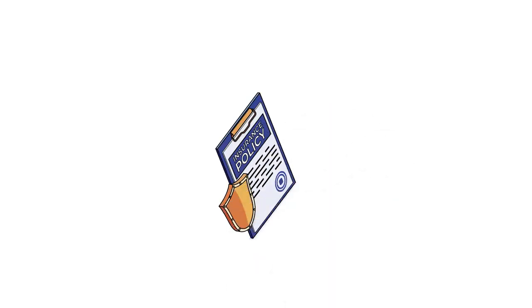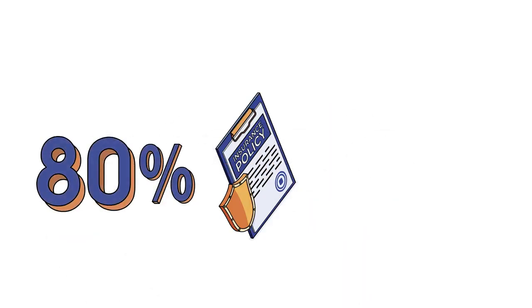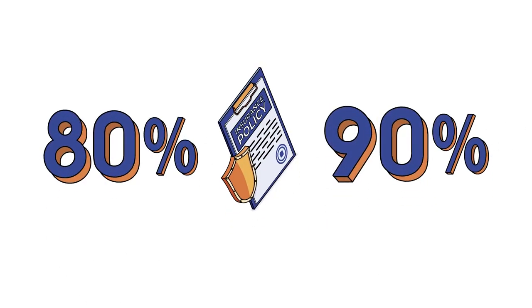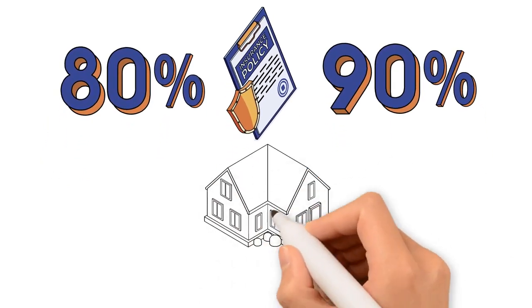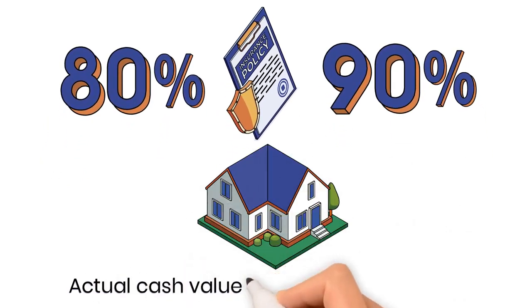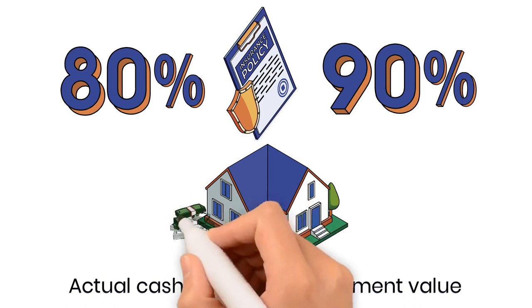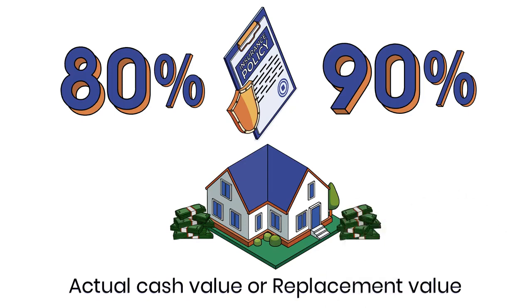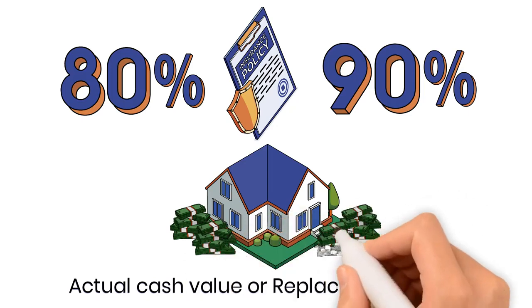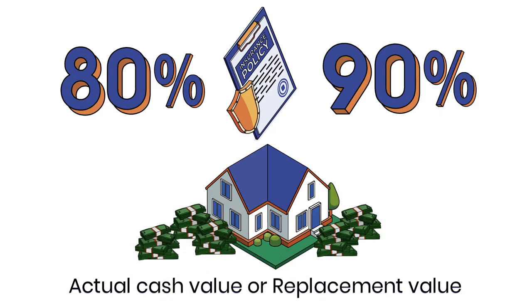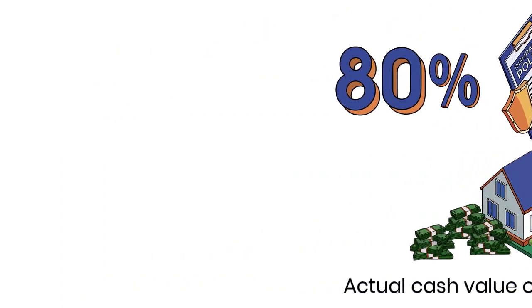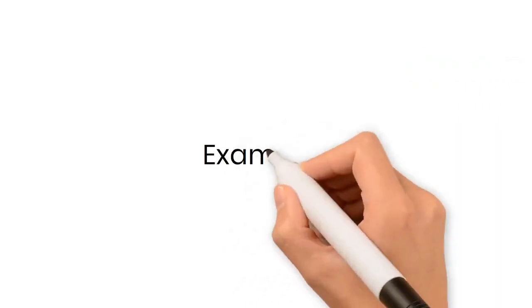Now, let's take a closer look at coinsurance. Most policies contain a coinsurance clause of either 80% or 90%. This percentage is the portion of your property's value, either actual cash value or replacement value, that you must insure in order to avoid a coinsurance penalty. Failing to insure to at least this amount will trigger your policy's coinsurance clause and result in your claim being paid on a proportional basis.